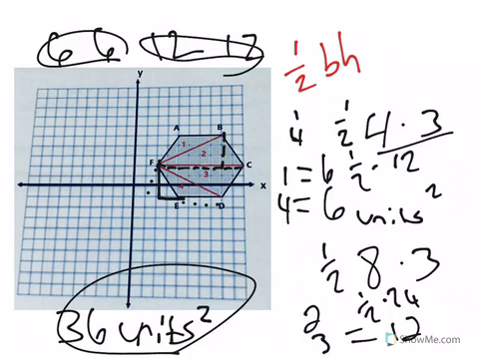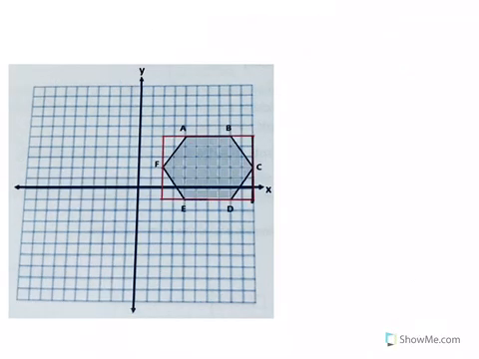Now, that's one way to do it. Breaking that into 4 different triangles, making sure that you remember 1/2 base times height, and then finding the area of each triangle. There's another way to do it, and same shape here, but now we've built a rectangle around our 6-sided shape.